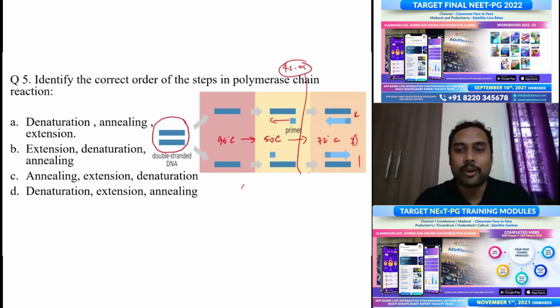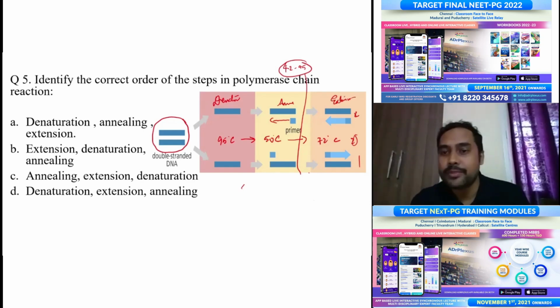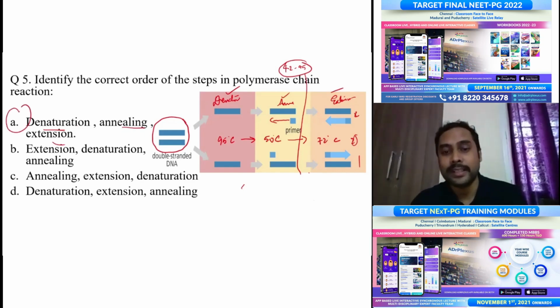So the process here is, first, separating the strands: denaturation. Second is annealing. Third is extension of the strand. So which is the option here? Just look at it. Option A is the correct sequence of reactions happening in PCR.